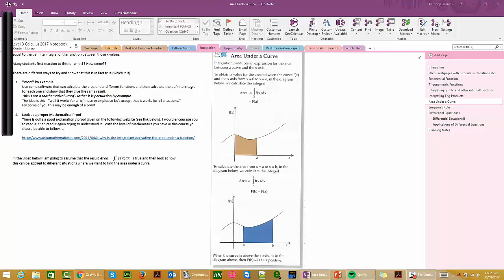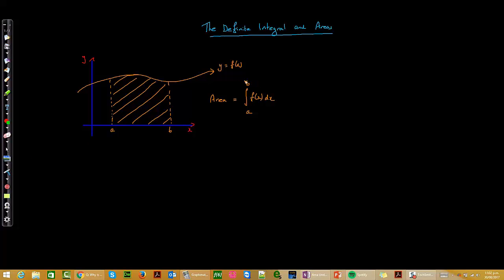Okay, so what we're going to basically do is summarize the key points so far. What we're looking at is a situation where we're asked to find, say, an area like this one here that I've shaded. It's for some function that's produced this line here, and we're trying to find the area bounded by the curve, the x-axis, and these two lines here. And what we've seen is that the area, this shaded area here, is equal to this definite integral.